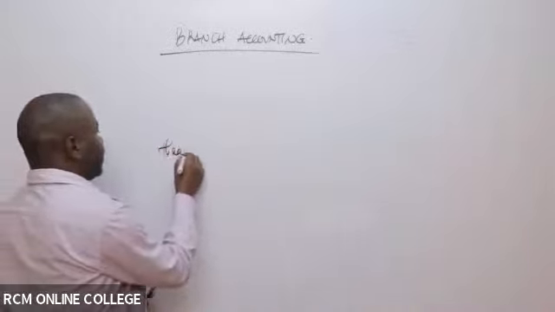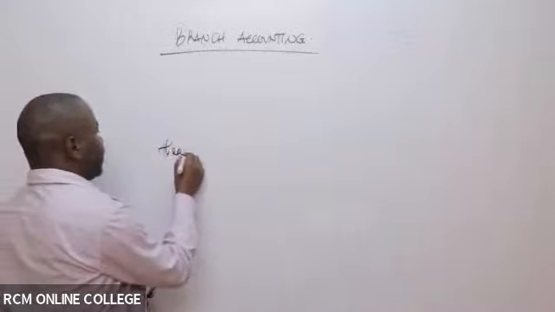So in a situation where we have branches, these branches can independently undertake their accounting, or all the accounting can be undertaken at the head office. As a result of this, we end up having a number of types of branches, which we looked at already. We said you can have what we call dependent branches, independent branches, or foreign branches.